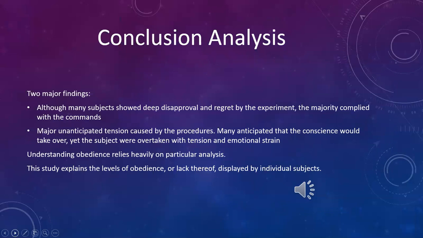The second finding was the major amounts of unanticipated tension on the subjects caused by this procedure. It was anticipated that the conscience would completely take over and prevent many of the subjects from participating in this experiment. Instead, many of the subjects were overtaken from their conscience and very conflicted with tension and emotional strain from the experiment. An important takeaway from this study is that understanding the phenomenon of obedience relies heavily on particular case-by-case analysis. In this study, the levels of obedience, or lack thereof, from the individual subjects were studied and analyzed as a standalone explanation of obedience.